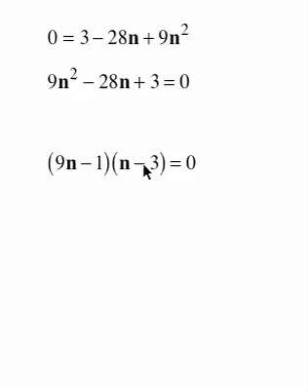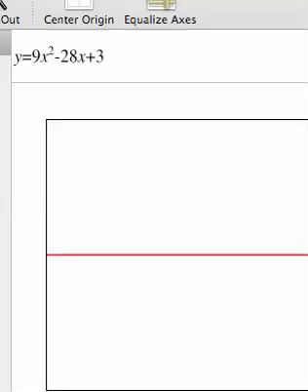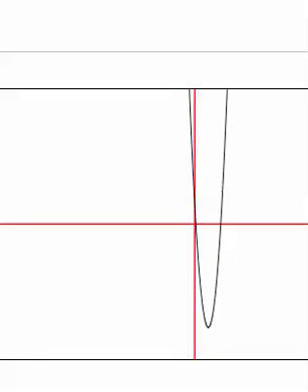Now, the next part is we have two things that multiply to give us 0. Okay, so I put that equation in. Instead of being 0, I made it y equals 9x squared minus 28x plus 3. Instead of n's, I'm using x's, of course. And I'm graphing that. And it gives me a graph that looks like this.